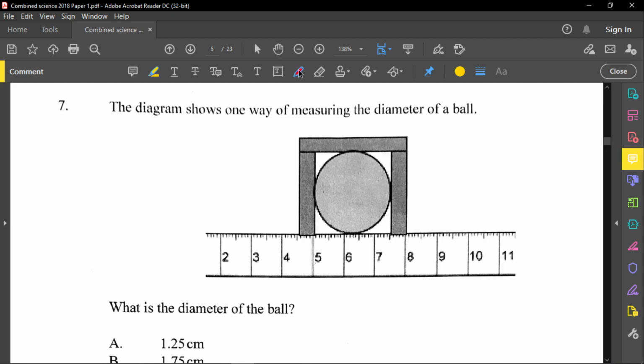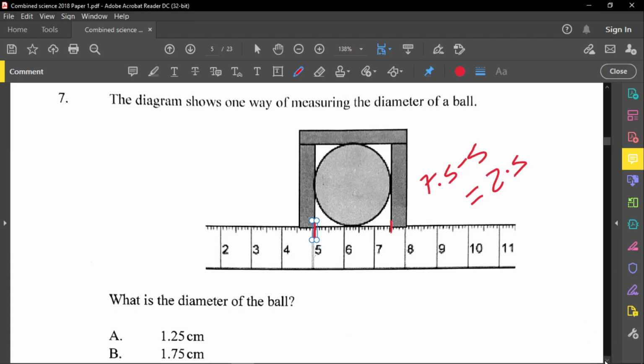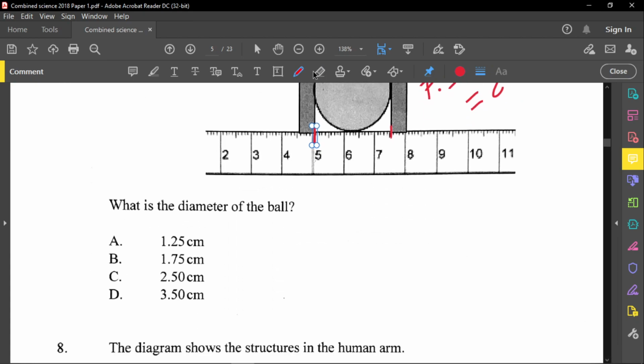So first and foremost, you have to figure out where the ball is. The ball is measured with the inner portion right here. So I'm going to mark this line, that is on 5, and this one here is on 7.5. To get the diameter of the ball, it's 7.5 minus 5, and that will equal 2.5. So the answer there is 2.5. 7.5 minus 5 gives us 2.5, so our answer here will be C.